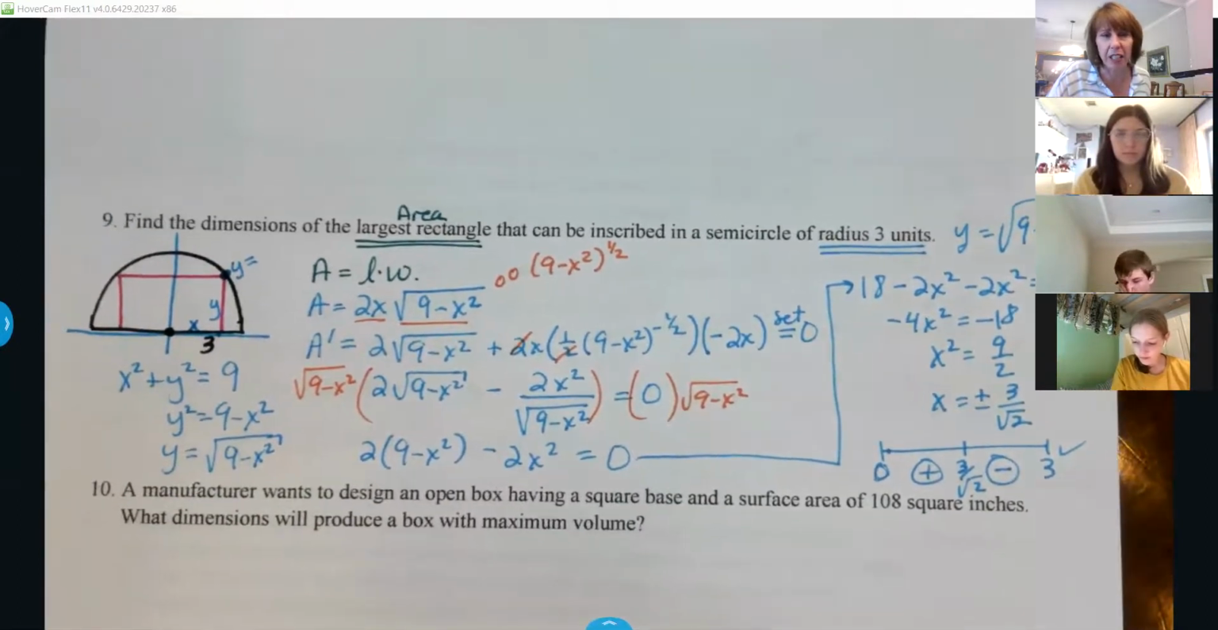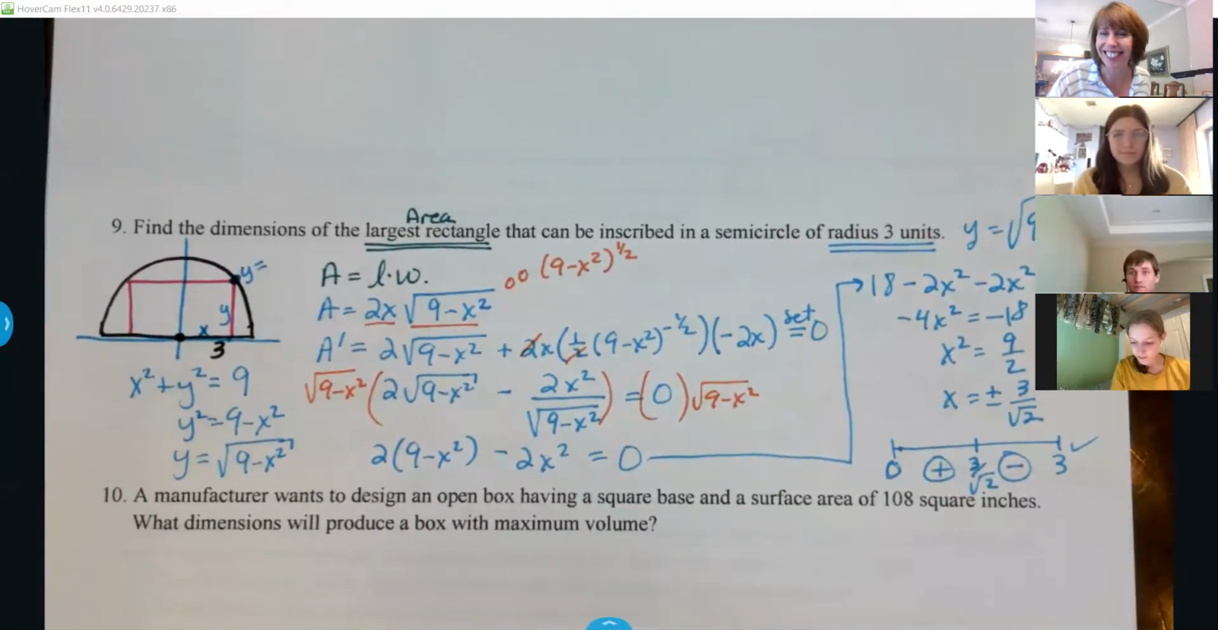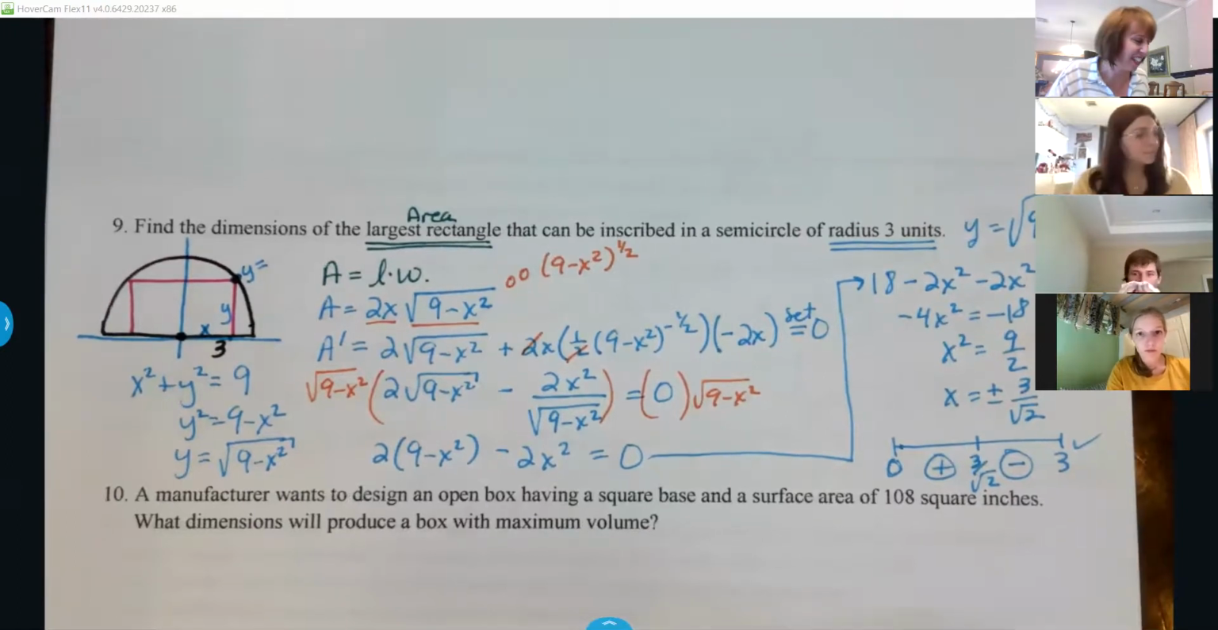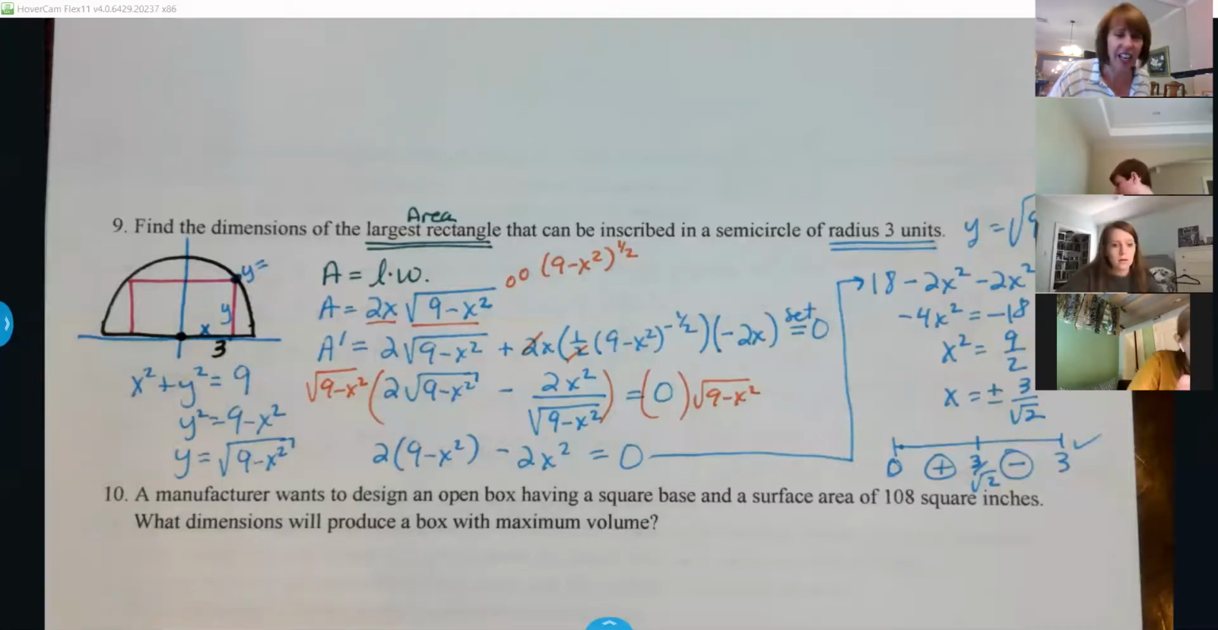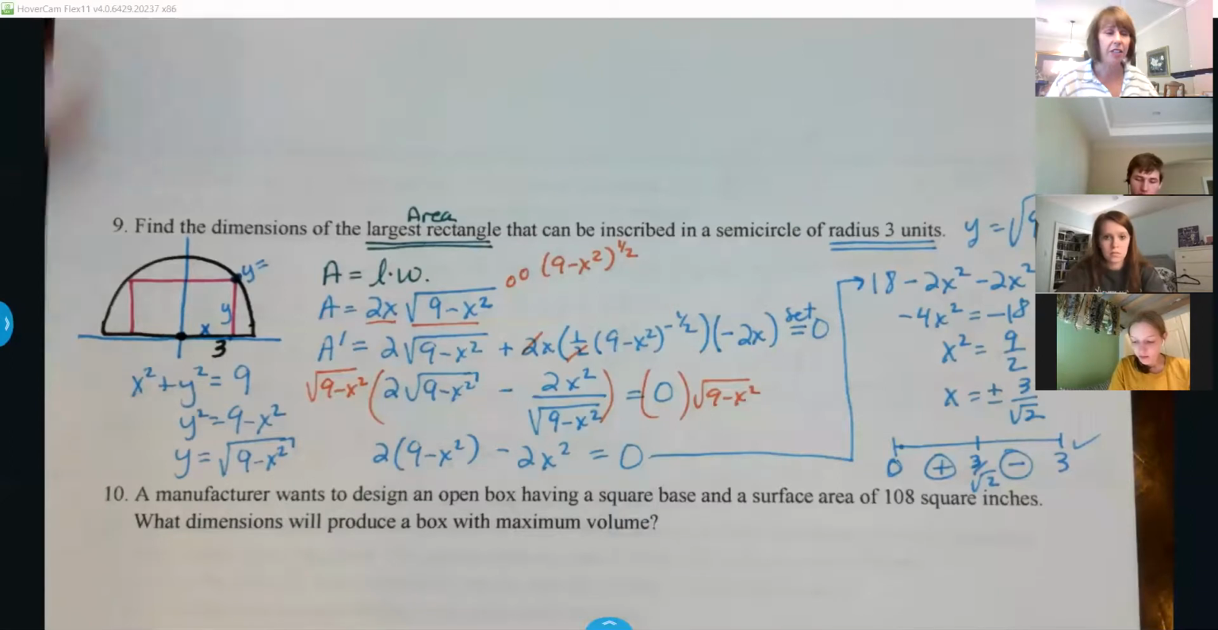It's a good one, but you don't need to start it. Okay, what else? I will say that I like number 10. I'm looking at that. Do you want to do number 10? Is that a good one to do?